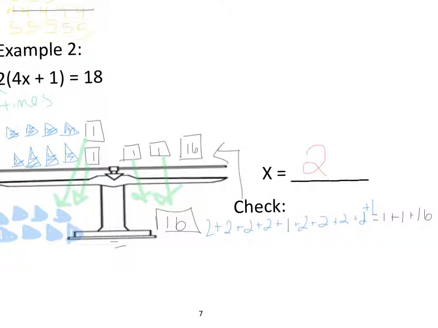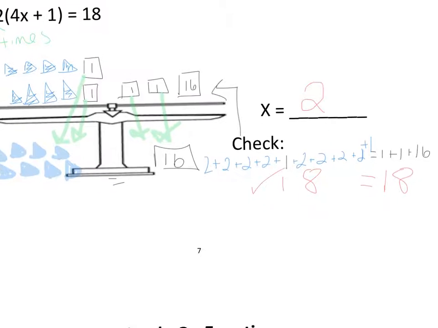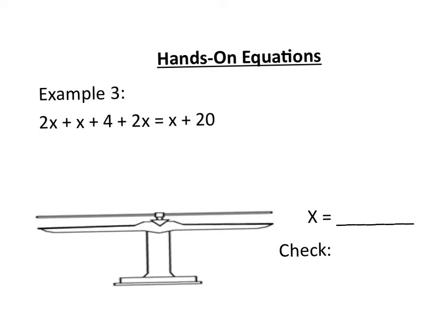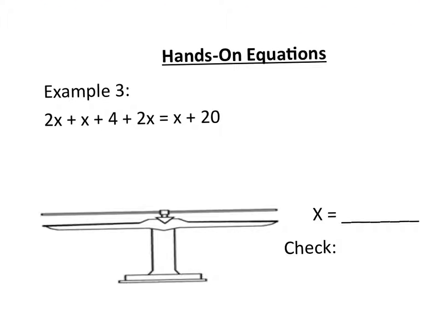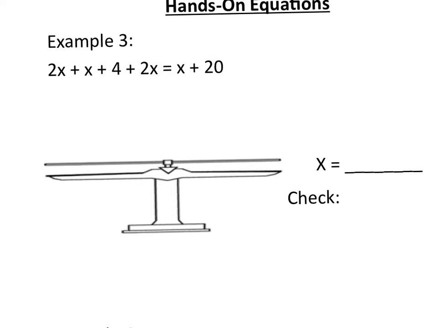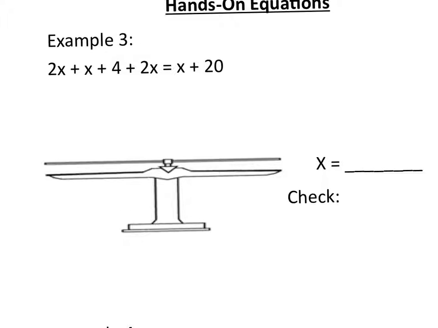on this side, on the left, equals 1 plus 1 is 2, plus 16 is 18. It works out, so we know our answer is right. Moving on to example 3. We have 2x plus x plus 4 plus 2x equals x plus 20.